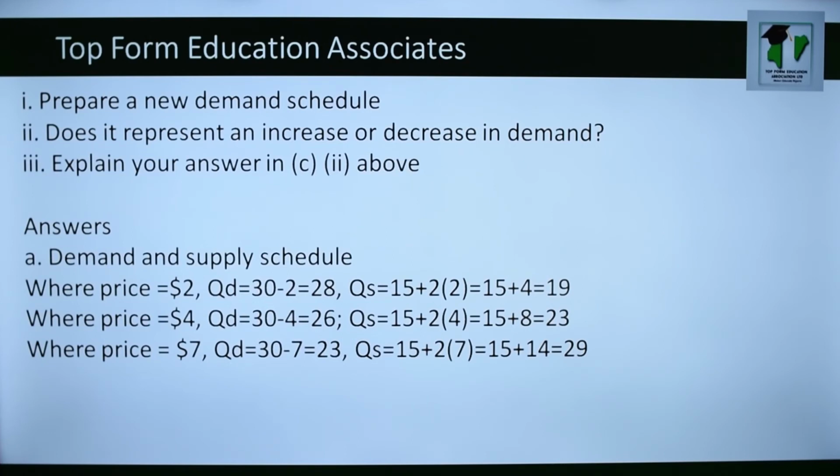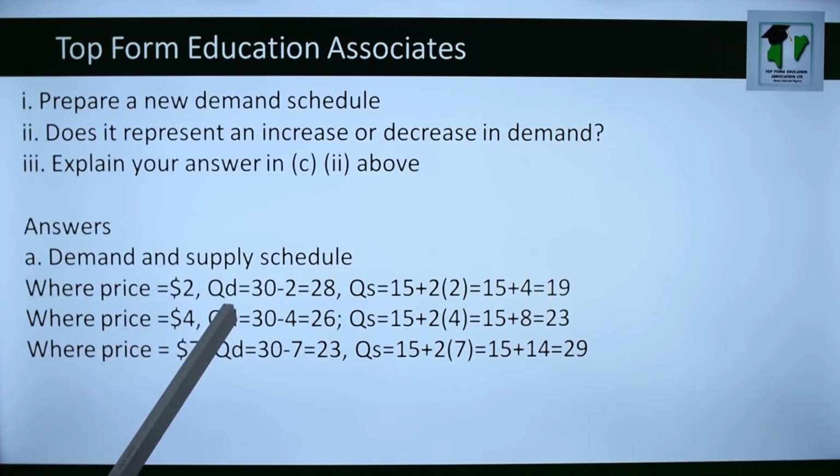Look at the answers. Demand and supply schedule. Just like I said, substitute the values that we are given into this. Where price is $2, quantity demanded will be 30 minus P, which is 2 in this case, 28. So quantity supplied will be 15 plus 2 into the price, which is 2. That gives you 19.